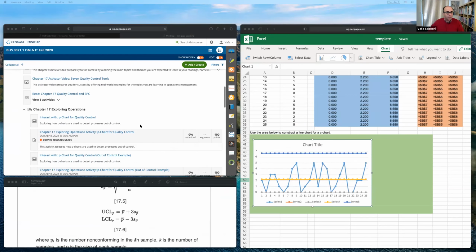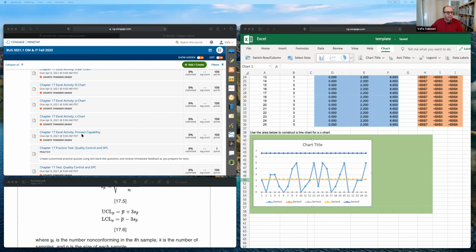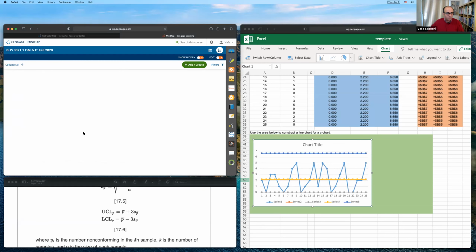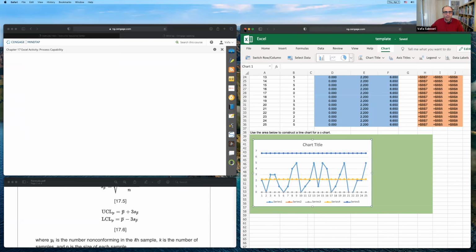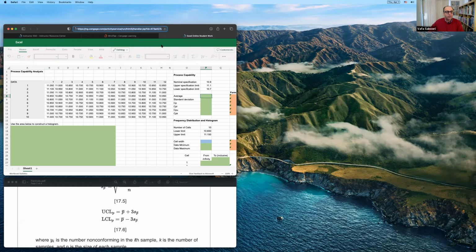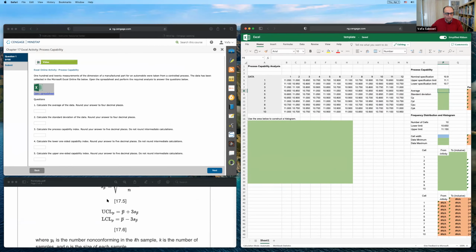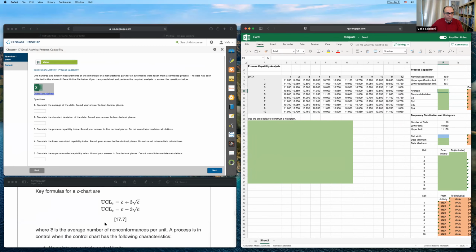So again, if you go to the end of chapter, you see that here we have a little Excel activity for process capability. If you click on that, it has a video tutorial, and basically you are building that template that we just saw together, okay? So let's take a look and see if we can build it.